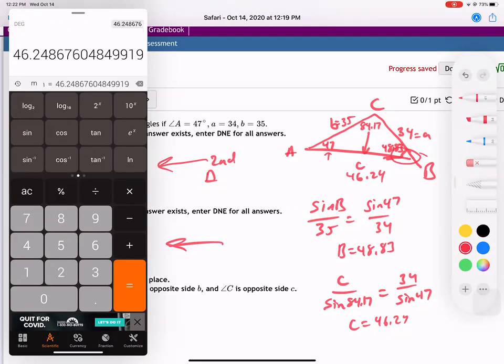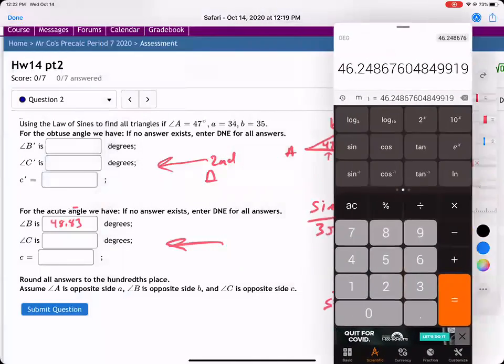Small angles, small sides. And large angles, large sides. And that's one quick way for me to make sure this makes sense. Okay, off to our second version of this triangle.